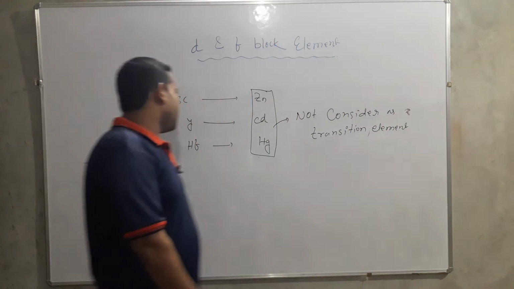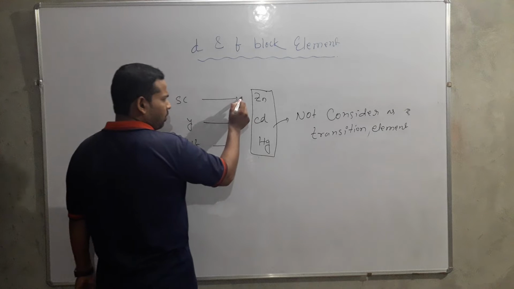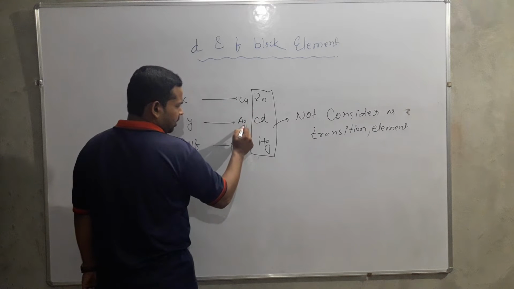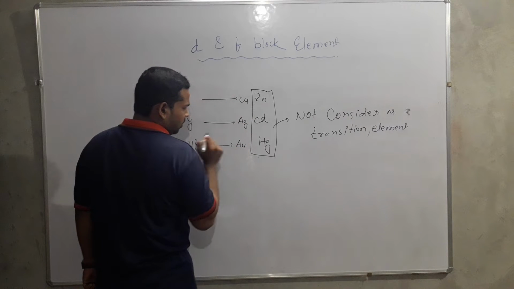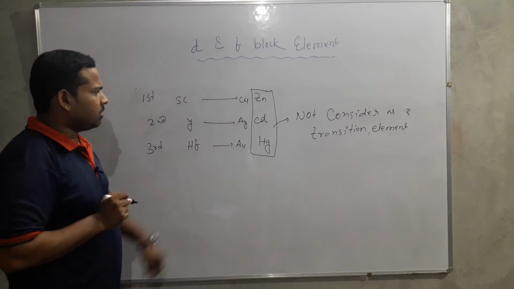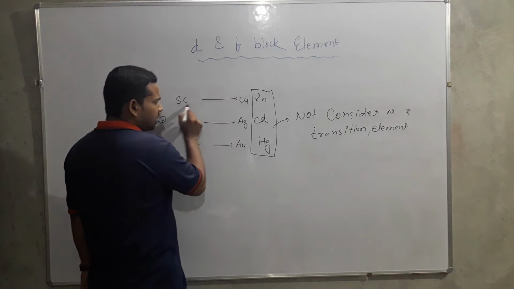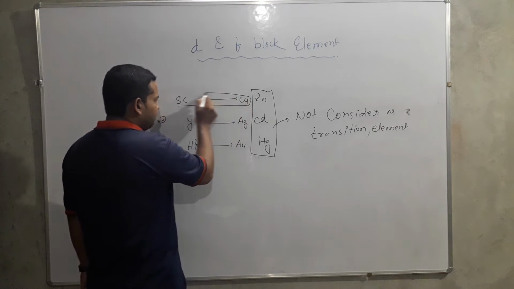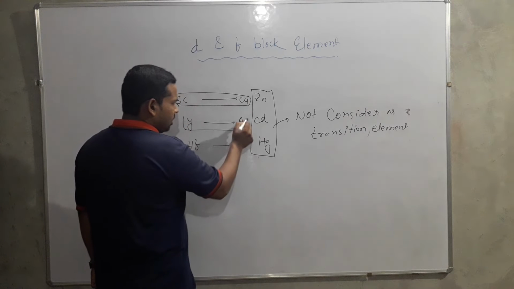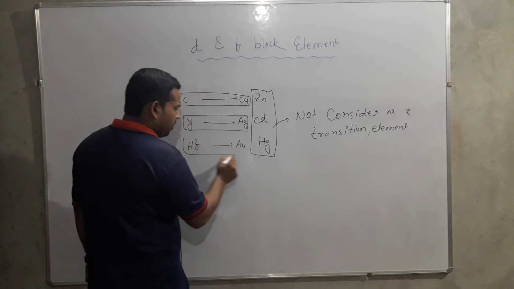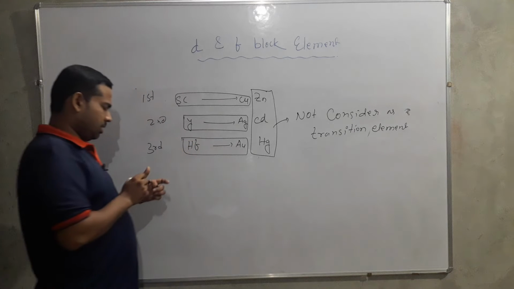Clear? But before zinc, that is copper, silver, gold, are known as transition elements. This series, scandium to copper, is known as transition element. Yttrium to silver is also known as transition element. Hafnium to gold is also known as transition element.